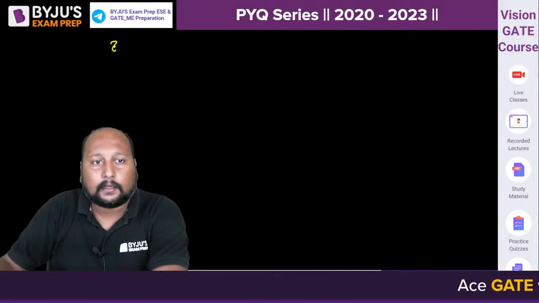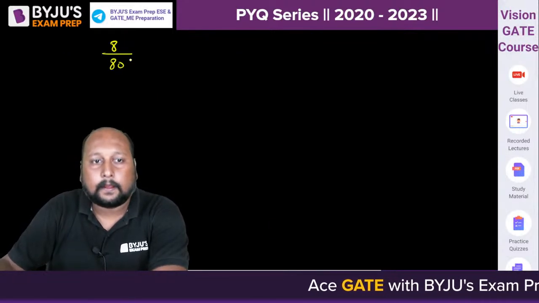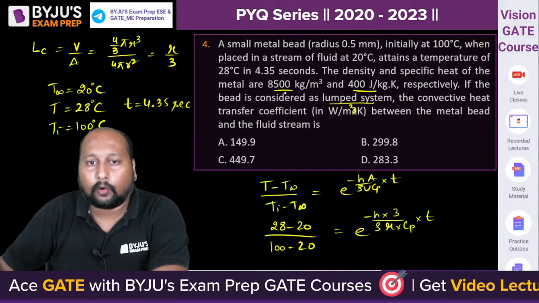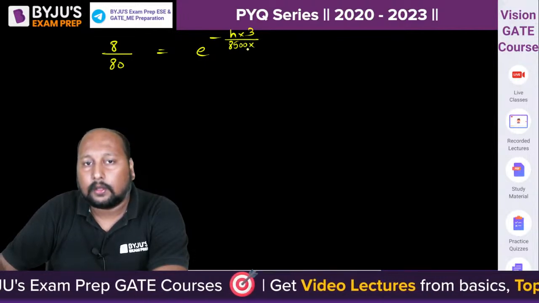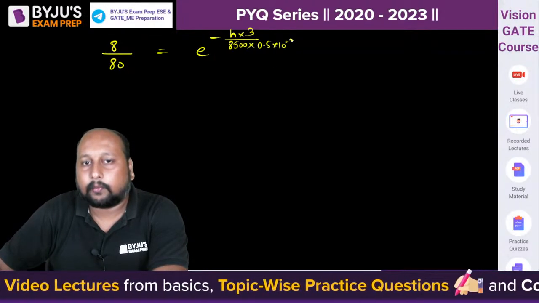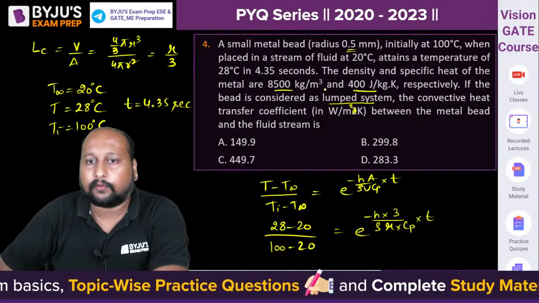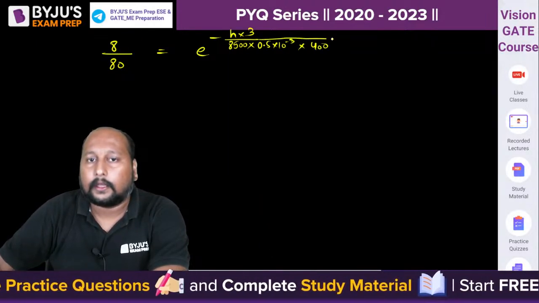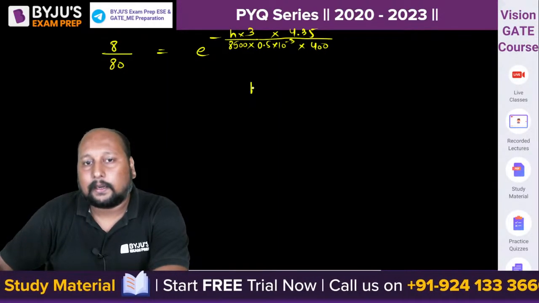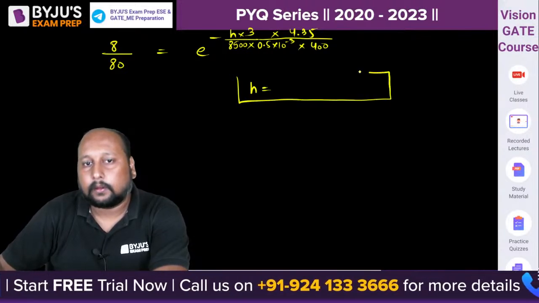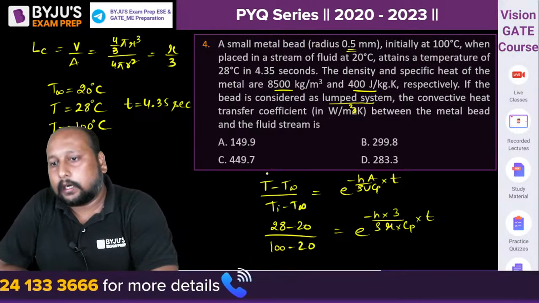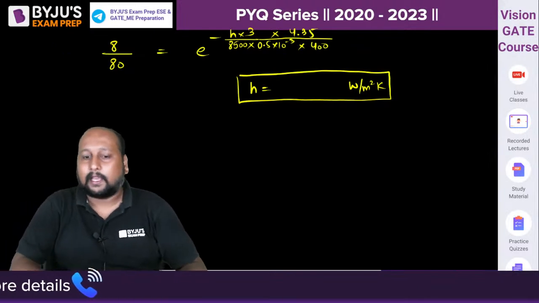So it will be 8 divided by 80 is equal to e to the power minus h into 3 divided by rho, value is 8500, into our radius which is 0.5 mm, 0.5 into 10 to the power minus 3, into Cp value which is 400. Okay, the time is given as 4.35 seconds. So solve it and tell me what is the value of h you are getting in watt per meter square Kelvin. They have given some options. What is the nearest value you are getting? Please check A, B, C or D.